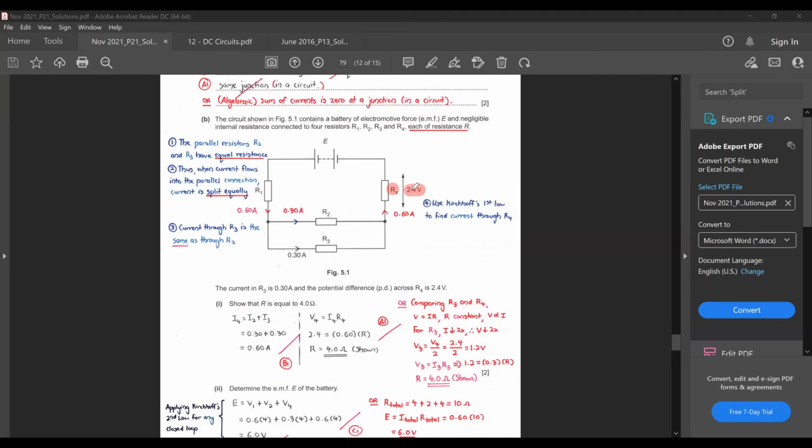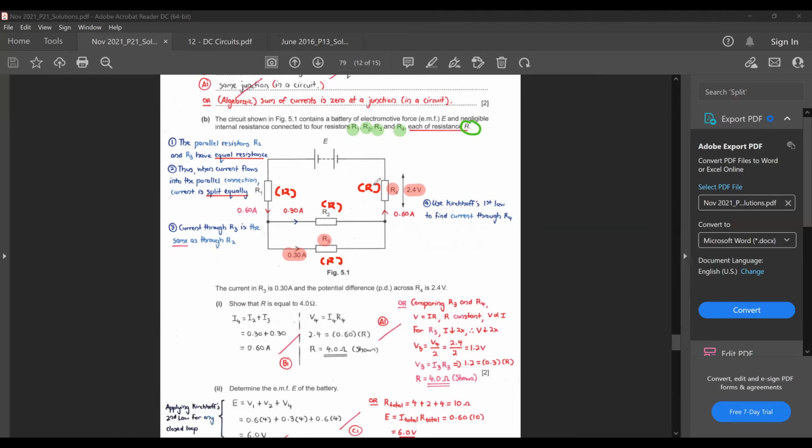Based on the information given, we know that R4 has a PD of 2.4 volts, and R3 has a current of 0.3 amps. That's what we know so far. They also mentioned that each of these resistors, R1, R2, R3, R4, has the same resistance of R. So all of these can be considered as just R, R, R, and R. How do you proceed from there?